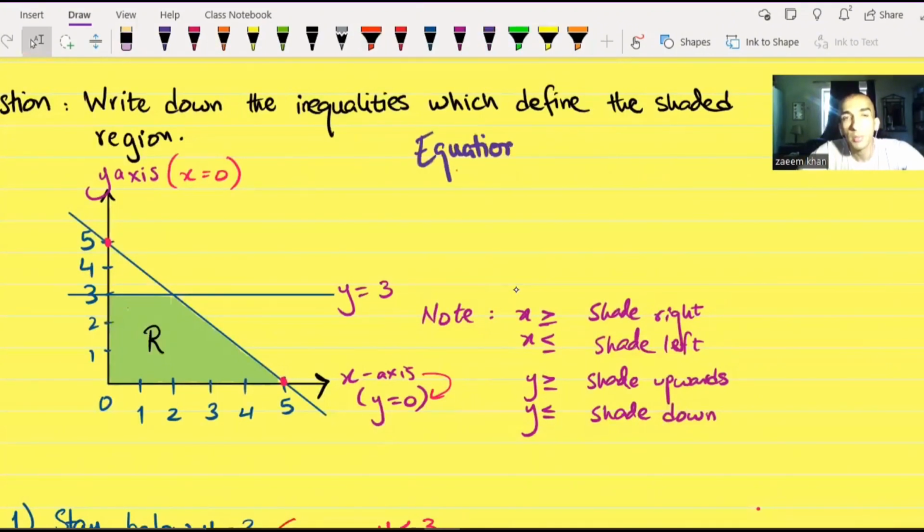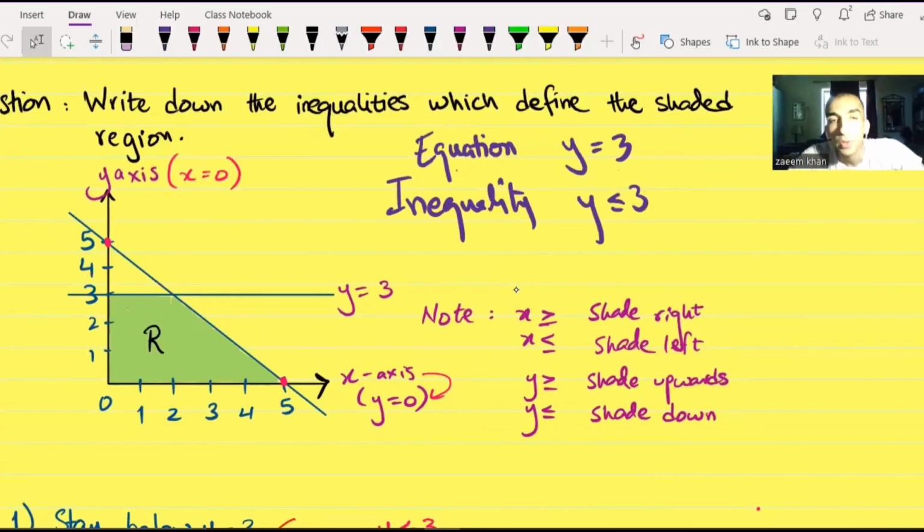An equation is something which has an is equals to sign. So this is an equation. And if I were to ask you to give me an inequality, then you're going to introduce either a greater than sign or a less than sign, depending on whatever you want. If I were to ask you to give me an equation, you're going to say y is equals to 3, right? Now, if I ask you to define the region or the inequality which defines that region, what are you going to say?